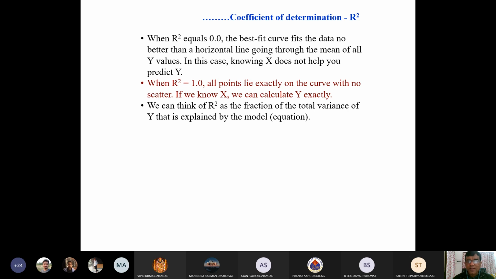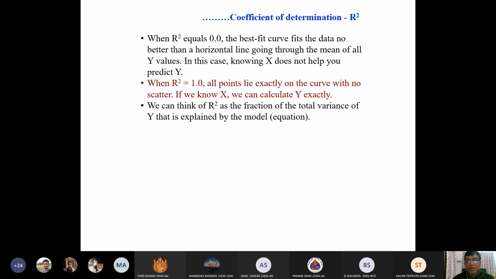When R square is 1, all points lie exactly on the curve with no scatter. So in this case, there is no scatter. All the points will be on the line. If we know x, we can calculate y exactly. Because there is no residual in this case, there is no error. All the variation is due to regression.